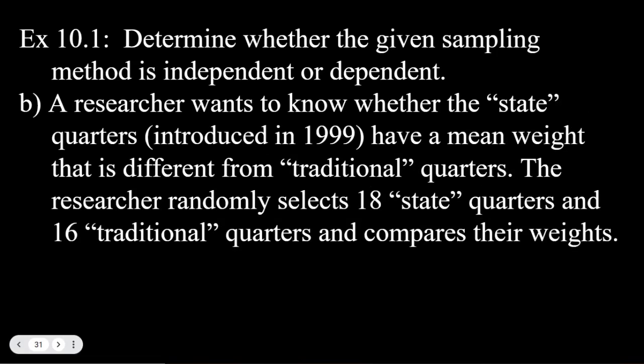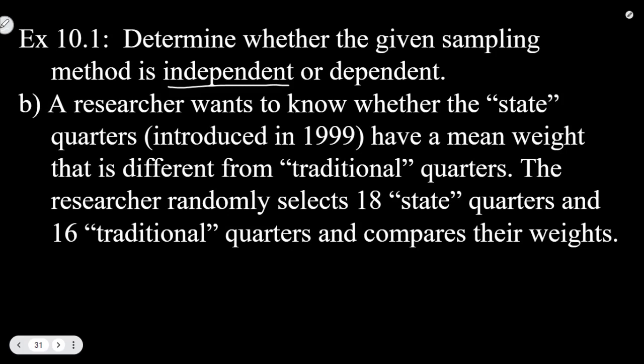Example B, a researcher wants to know whether the state quarters introduced in 1999 have a mean weight that is different from the traditional quarters. The researcher randomly selects 18 state quarters and 16 traditional quarters and compares their weights. This one is independent. And the reason it's independent, again, is because the selection of these 18 state quarters does not determine which 16 traditional quarters are selected. So again, the sampling of the first group is not determining the sampling of the second group, and therefore that is an independent sampling.